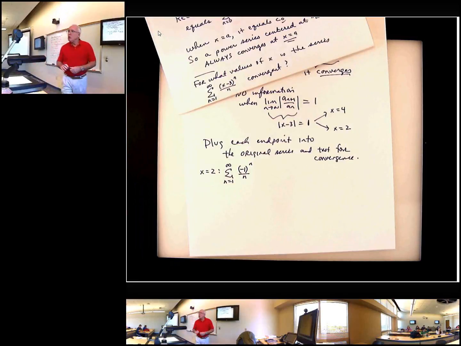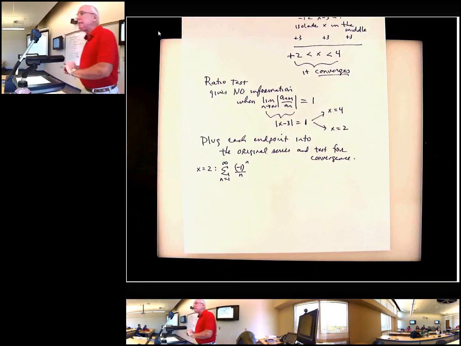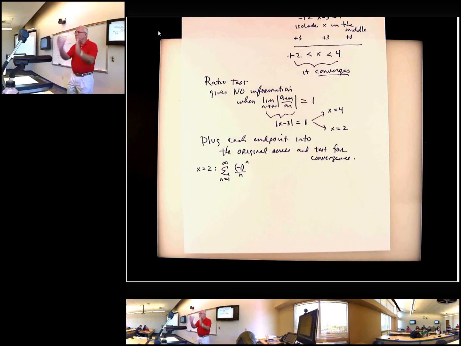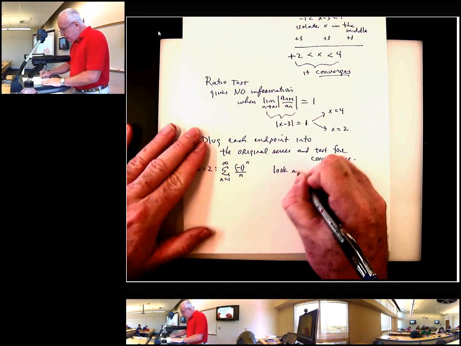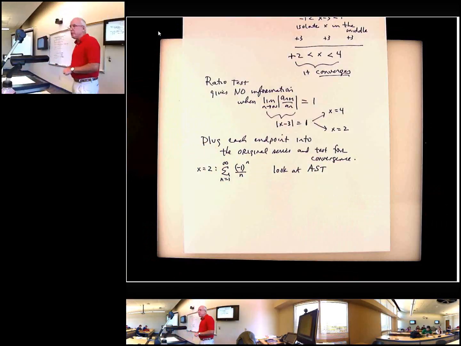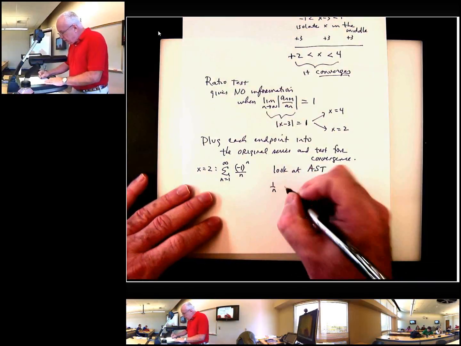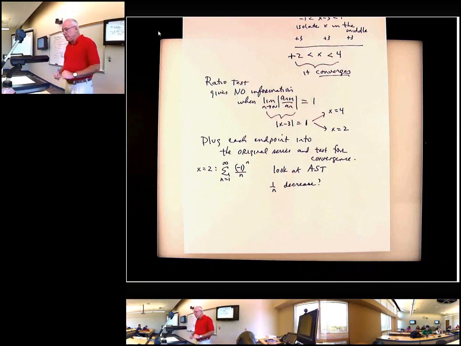Now, what are our thoughts on what we might want to look at with this particular series that has the minus 1 to the n power in it? Alternating series test. It goes from negative to positive, negative to positive. So the first thing we want to look at, and I'm just going to abbreviate it, AST, the alternating series test. What do we have to know for the alternating series test? First of all, does it decrease? It has to decrease. That's the other part of it.